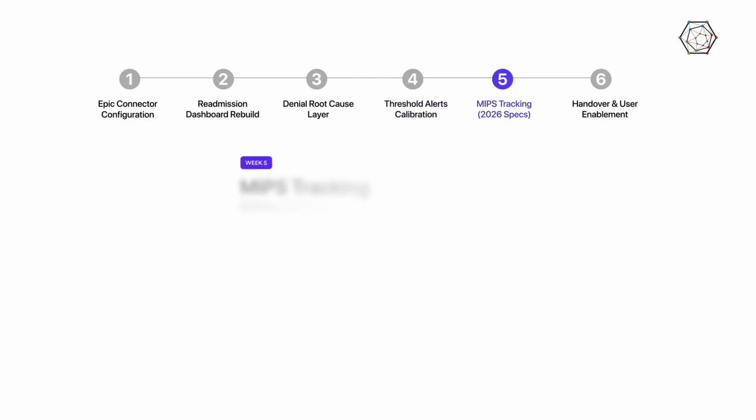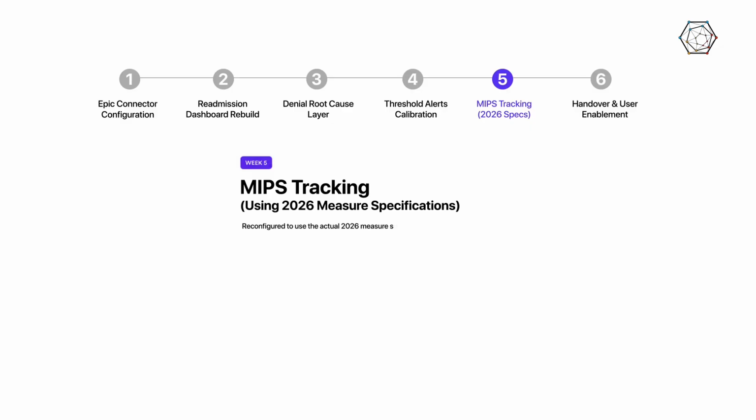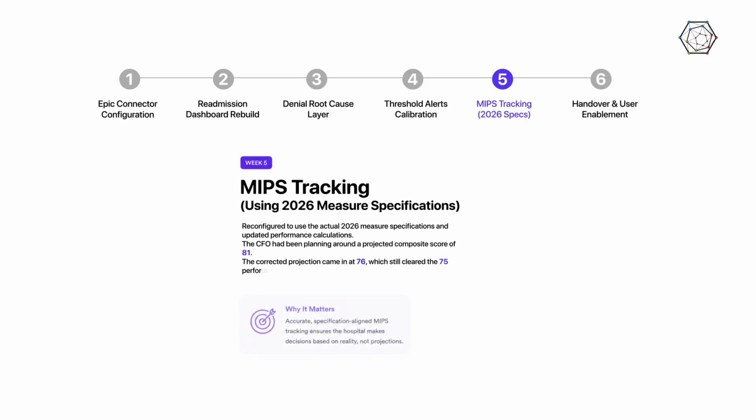Week 5, MIPS tracking, reconfigured to use the actual 2026 measure specifications. The CFO had been planning around a projected composite score of 81. The corrected projection came in at 76, which still cleared the 75 performance threshold, but with no buffer. That changed how they prioritized Q4 quality activities.